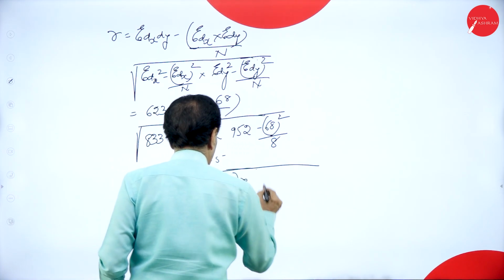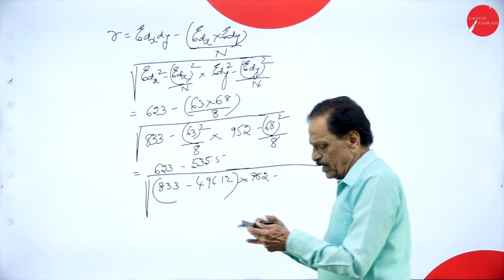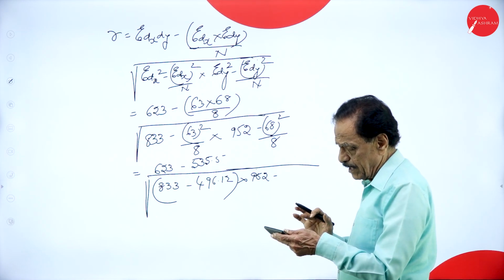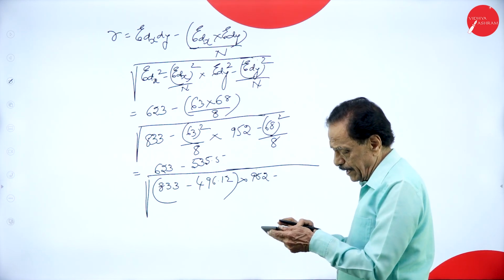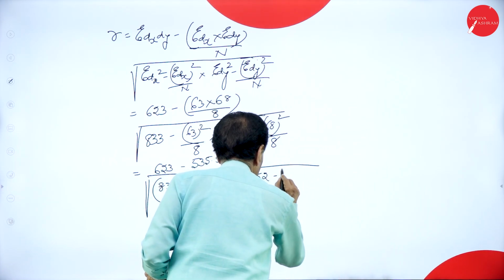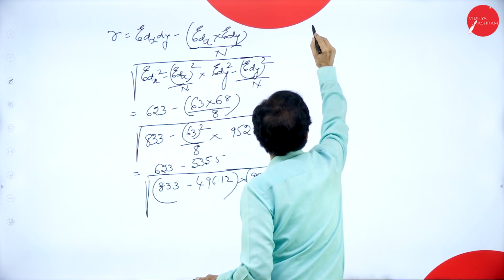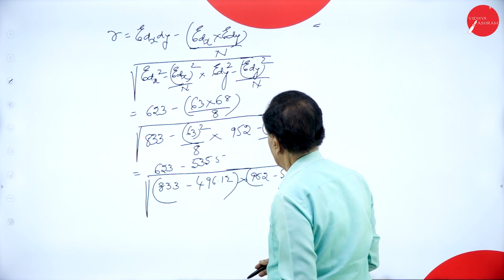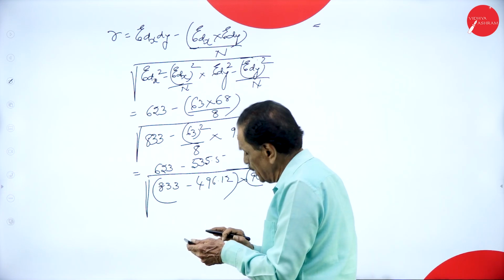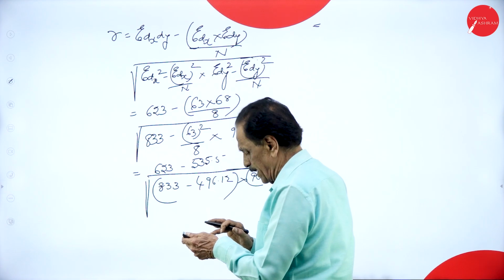496.12 into 952 minus 68 into 68 divided by 8, which is 578. Simplify this. This is 623. 623 minus 535.5.